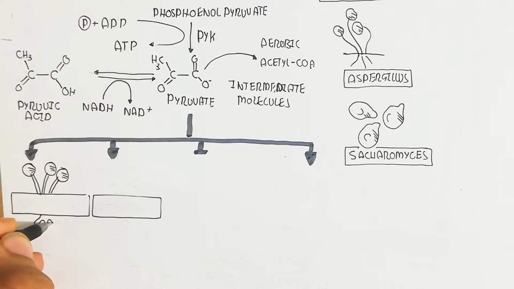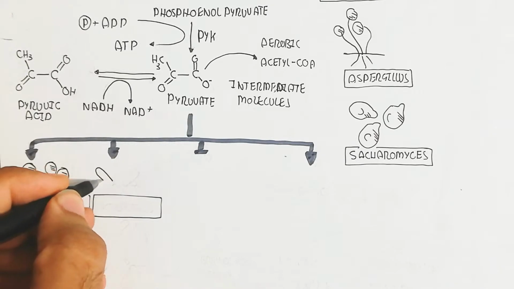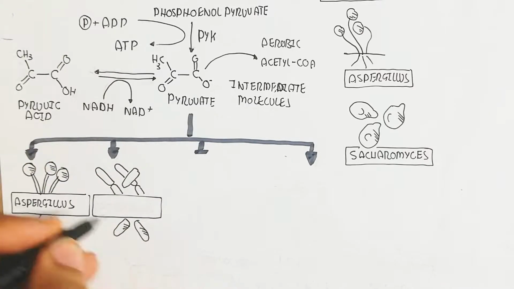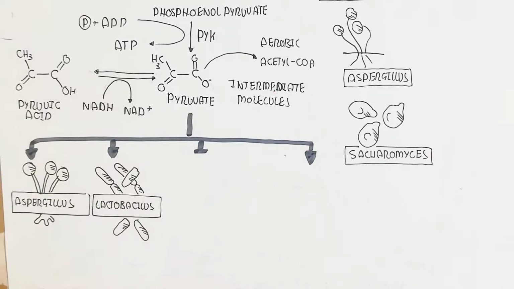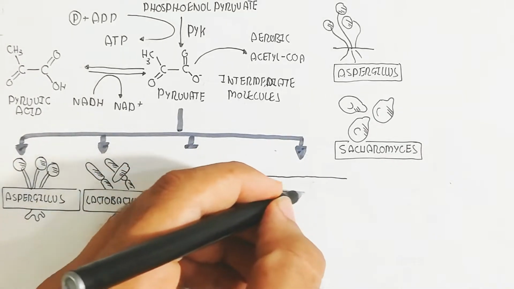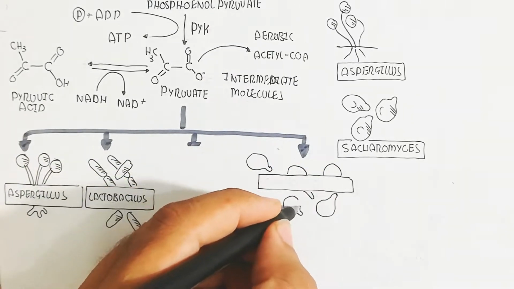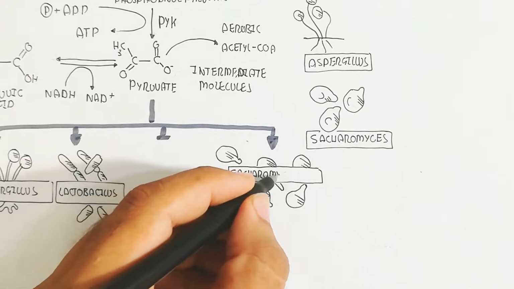Aspergillus is used for the fermentation of soy sauce, and Lactobacillus is the bacteria used for cheese and yogurt production. In this fermentation process, lactic acid is formed rather than being converted into alcohol, while Aspergillus converts into soy sauce.